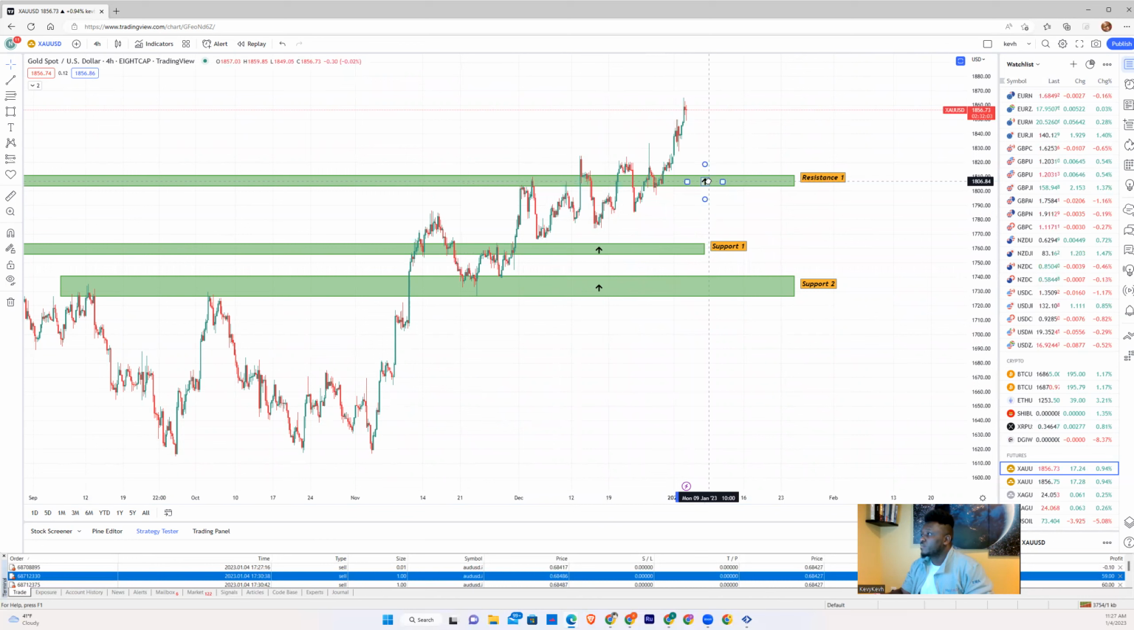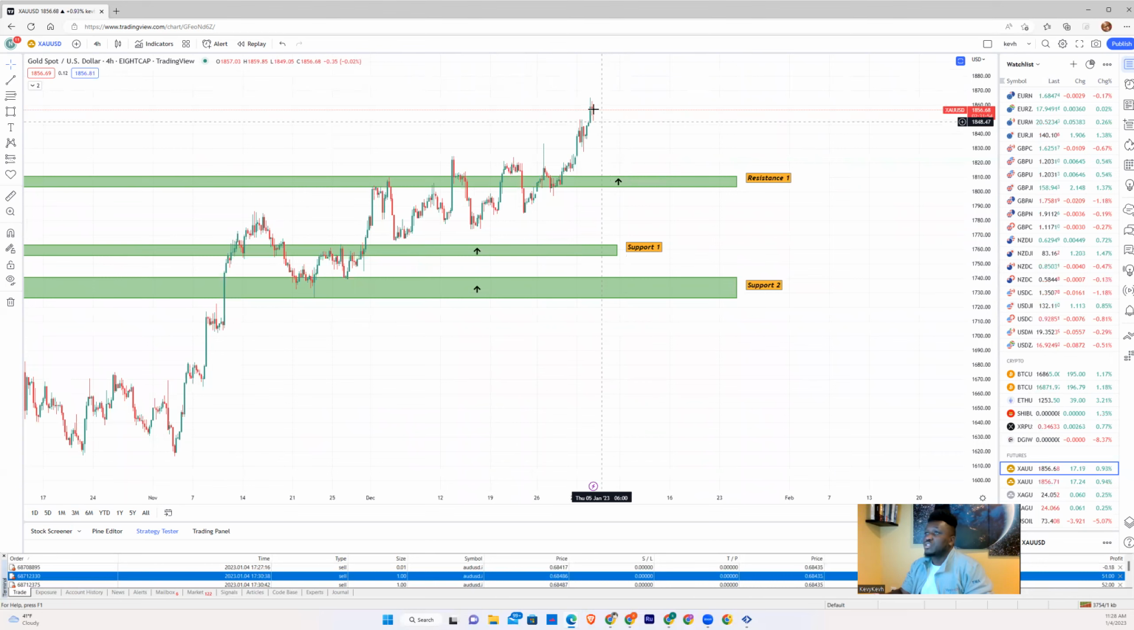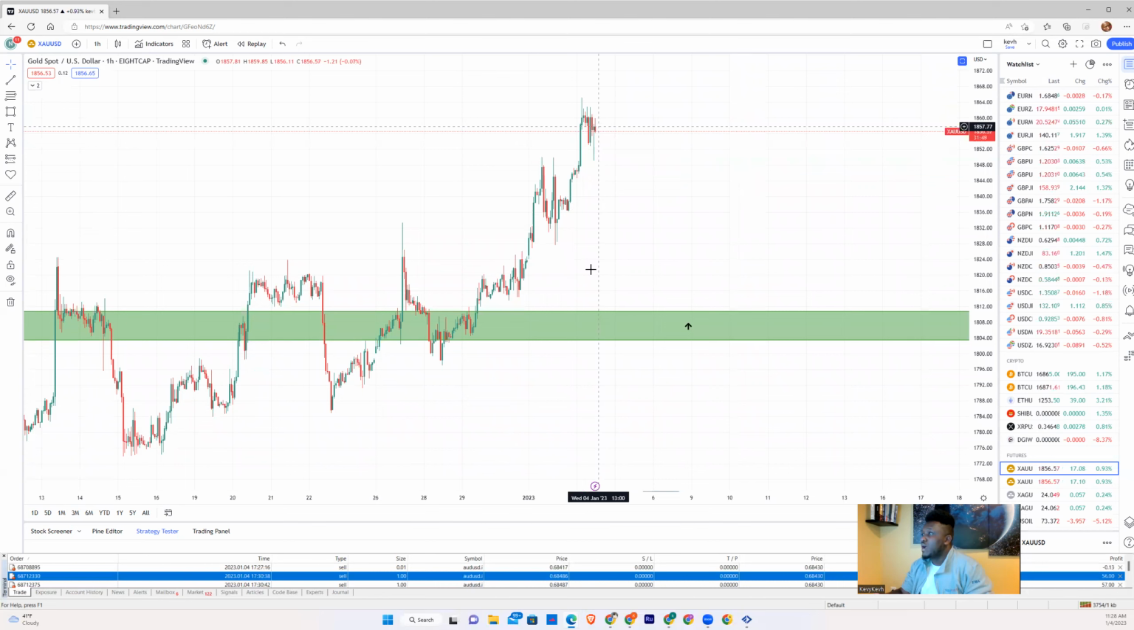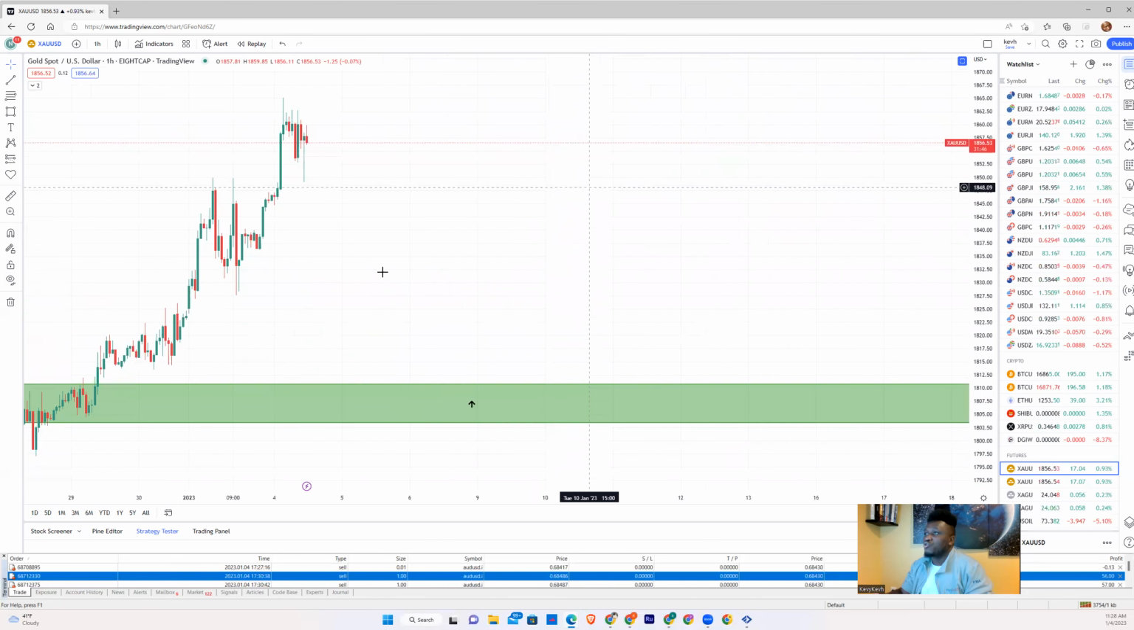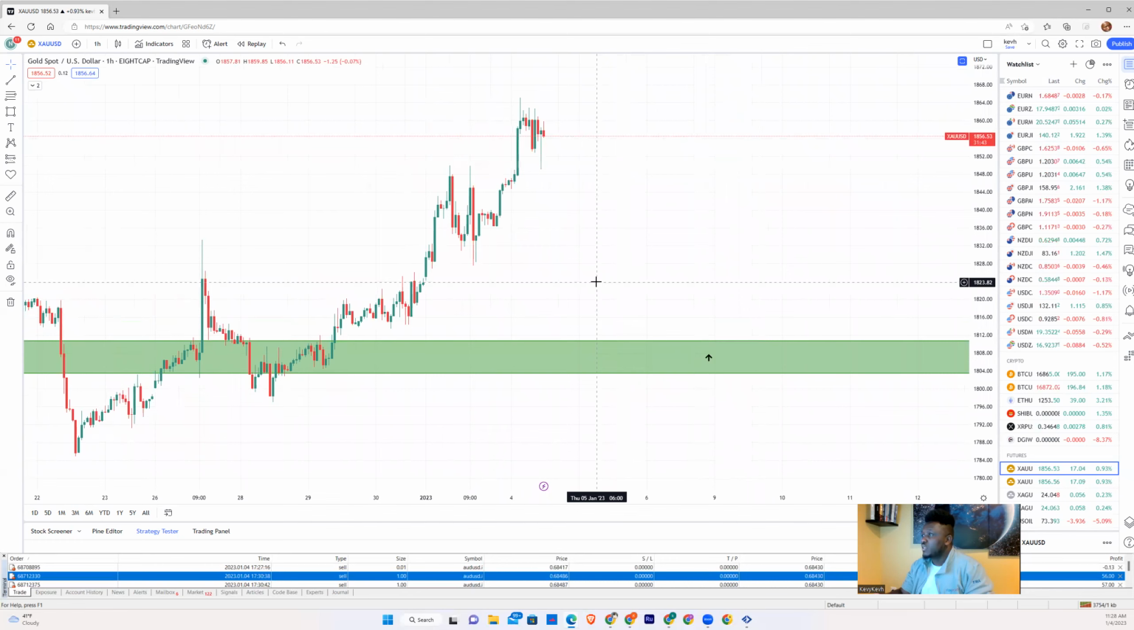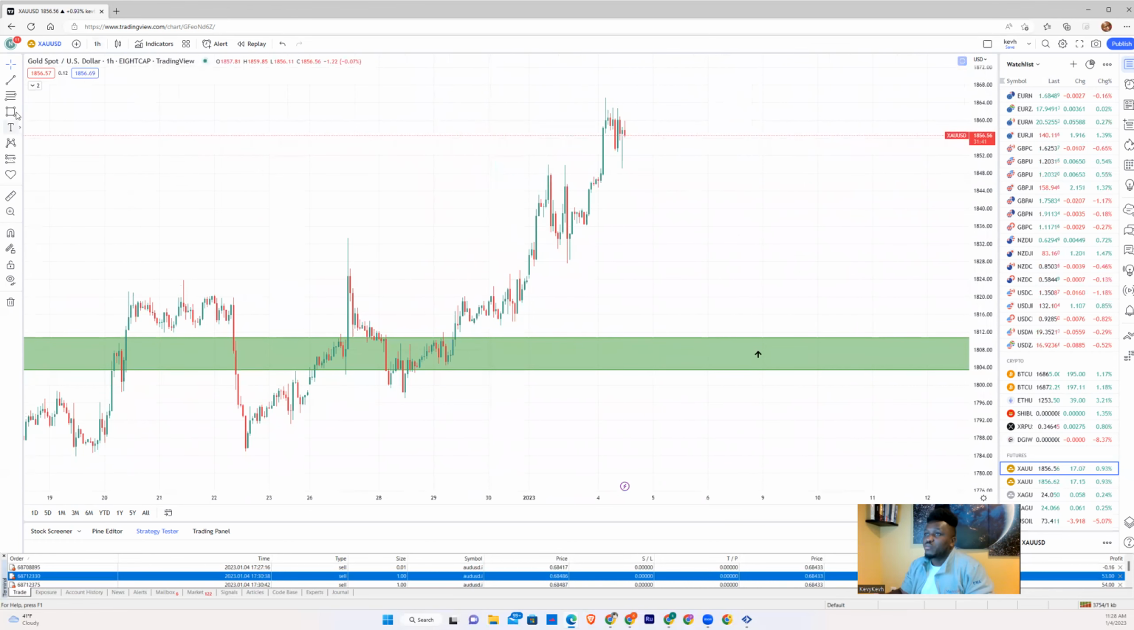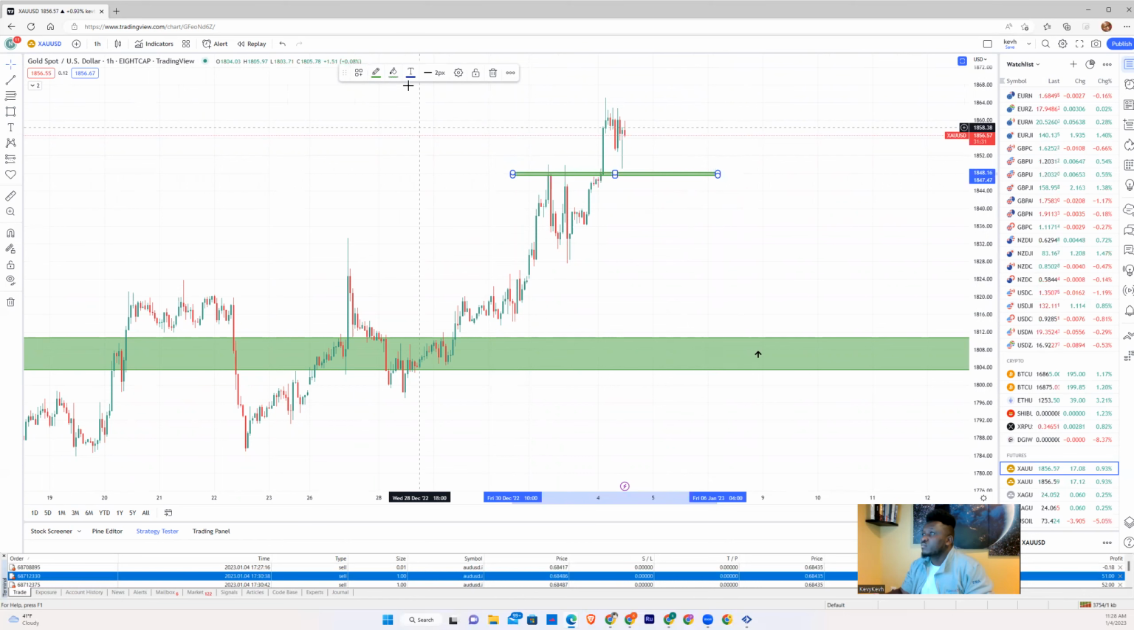I'll bring it here. See that? Okay. Now I would like to see a quick pullback, just a quick pullback here, and I'll show you why. We have to break it down to the smaller time frames. Look at this, this right here. This is a beautiful support level.